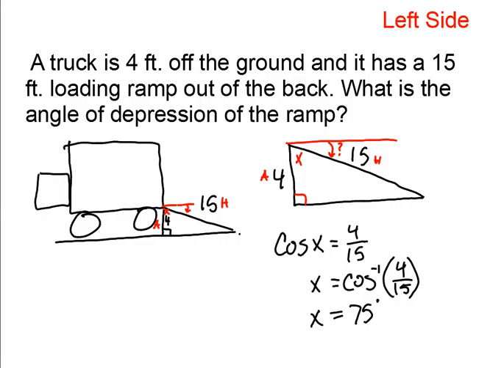This is the x. It's not the question mark. To get the question mark, we're going to have to take 90 minus the 75 to actually get my final answer. And 90 minus 75 is 15 degrees. That is my final answer.